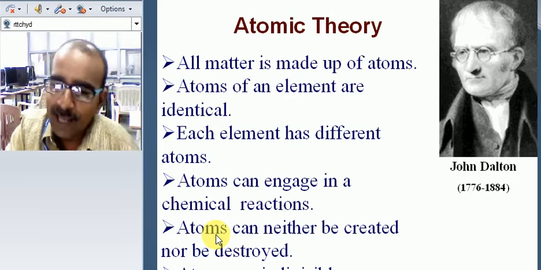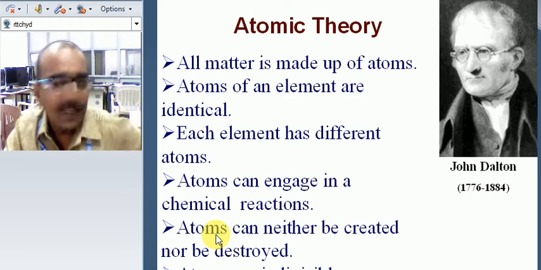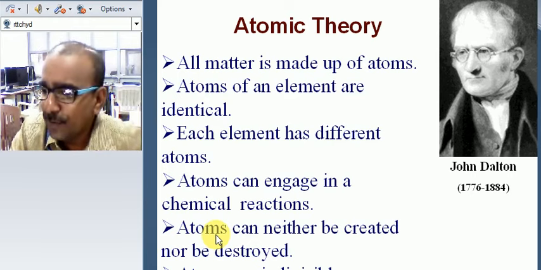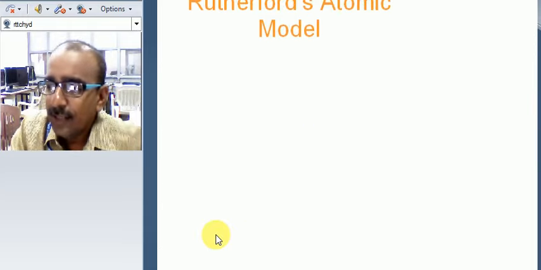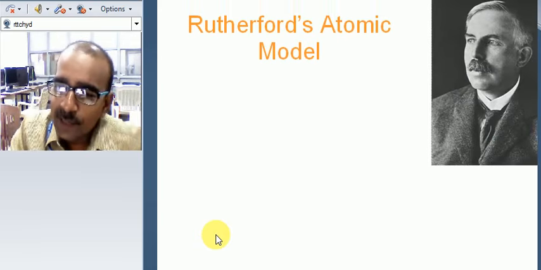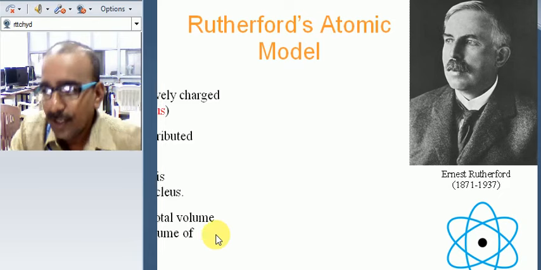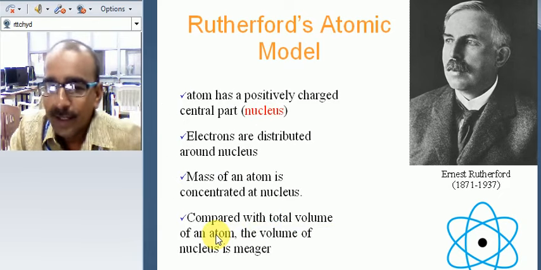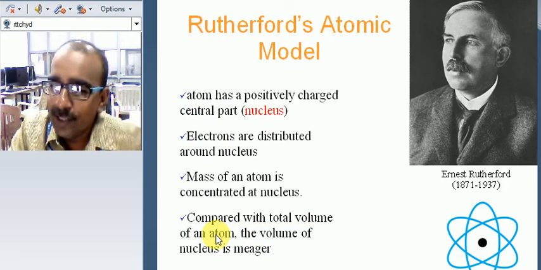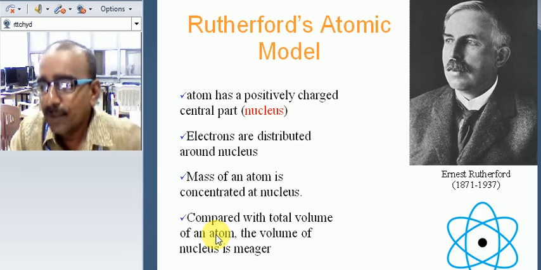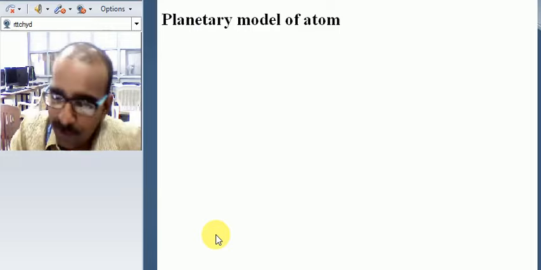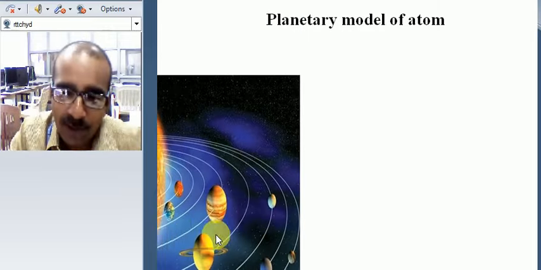Next, as a human tendency, another person has given a better version of this atomic structure. That is Ernest Rutherford. Rutherford suggested that an atom has a positively charged central part which is called the nucleus, and electrons are distributed around the nucleus. Mass of an atom is concentrated at the nucleus; compared with the total volume of the atom, the volume of the nucleus is meager. In the next slide, Rutherford's example is compared to our solar system.